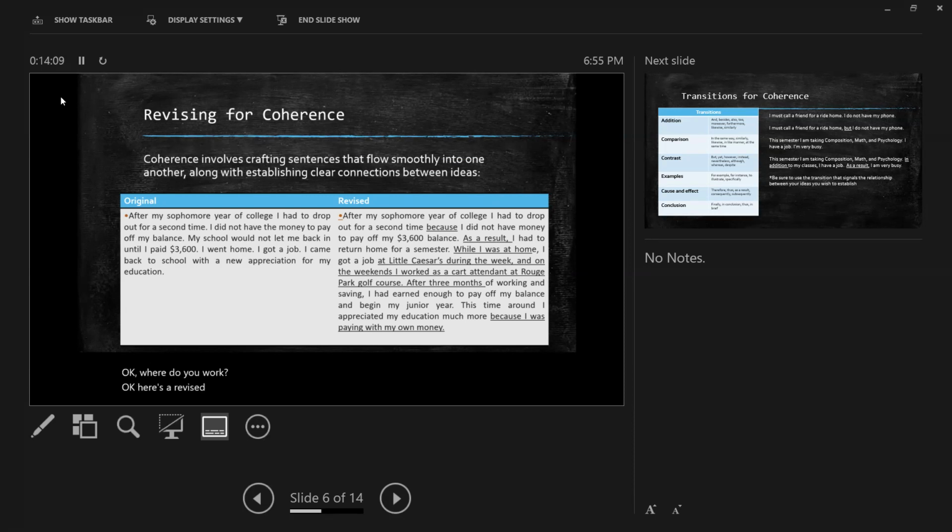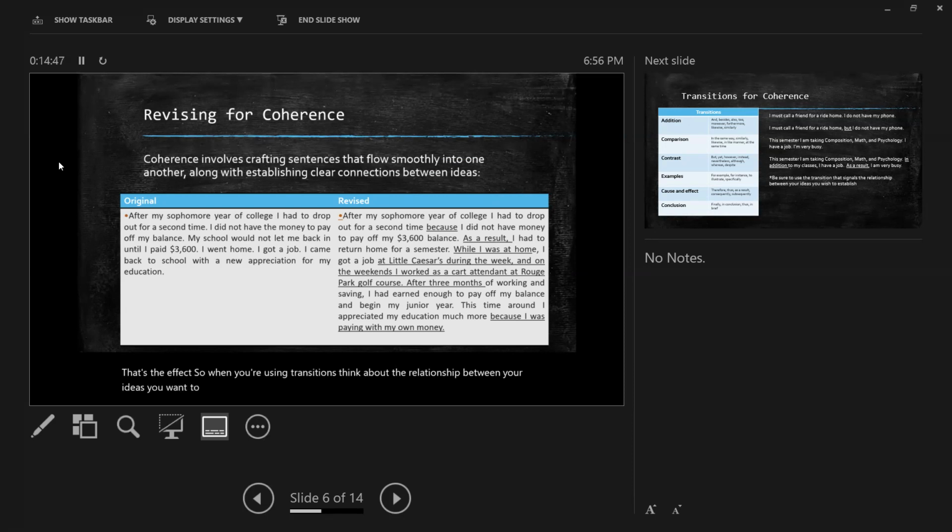Okay, here's a revised version. After my sophomore year of college, I had to drop out for a second time because I did not have money to pay off my $3,600 balance. Now here's a transition: as a result, therefore, thus. These are transitions that show cause and effect relationships. Having to drop out of school, that's the cause. And as a result, I had to return home for a semester. That's the effect.